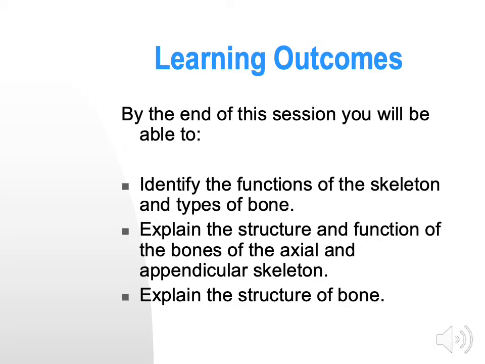By the end of today's session, then, you should all hopefully be able to achieve the following things. First of all, identify the functions of the skeleton and the specific different types of bone that make it up. You should be able to explain the structure and function of the bones of the axial and appendicular skeleton. That'll include labeling all those bones and knowing which one's which. And finally, explain the structure of bone. And that is obviously different depending on which part of the skeleton we're looking at, or which classification of bone we're looking at, I should say more specifically.